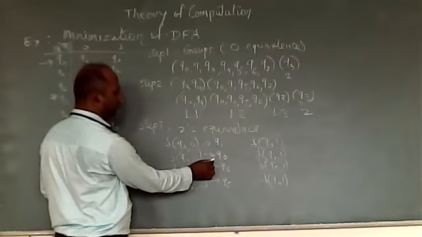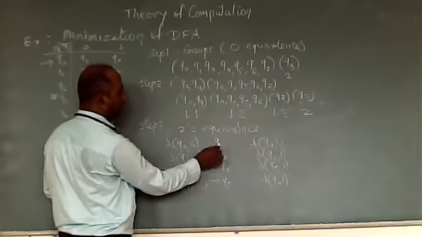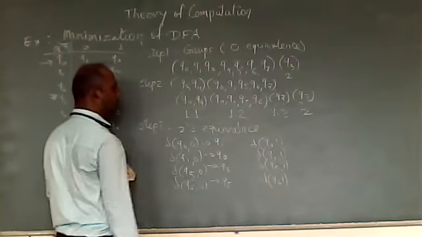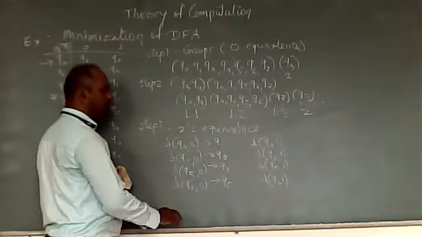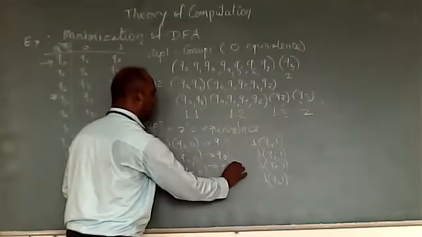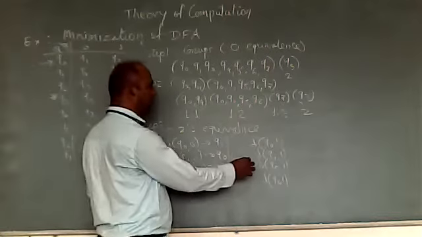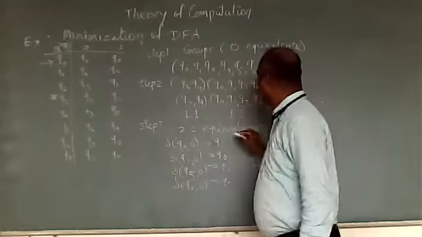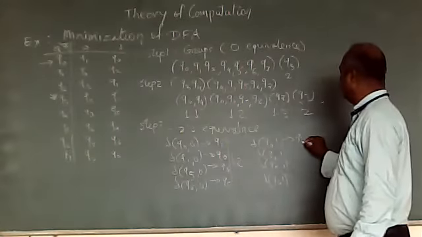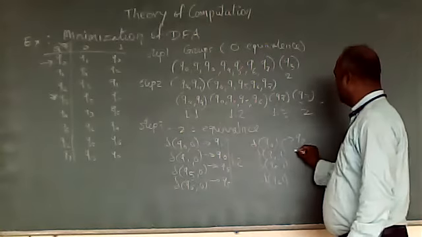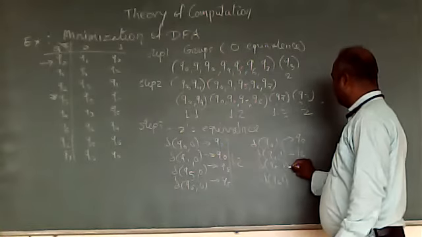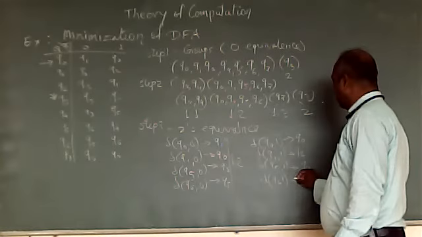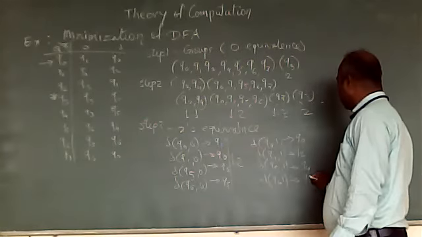Okay. So Q1, Q0, Q6, Q5 all belong to 1.2, so all are going to the same group. I cannot differentiate these with 0 because they are all going to the same group. I will check with the 1. Q0 with 1 goes to Q0, Q1 with 1 goes to Q2, Q5 with 1 goes to Q4, and Q6 with 1 goes to Q6.